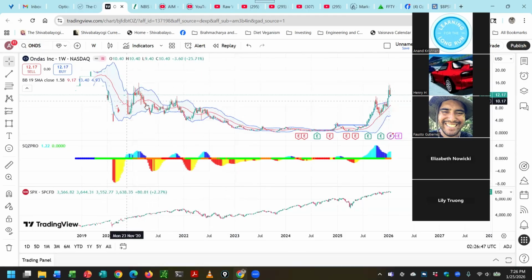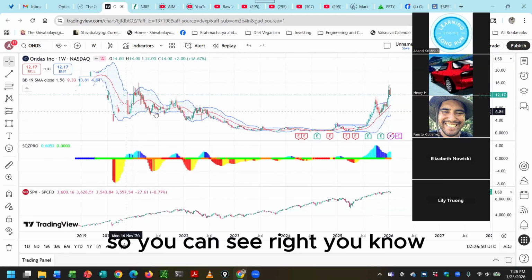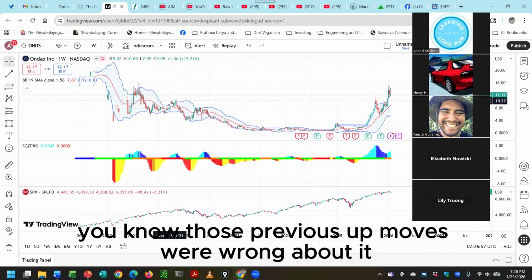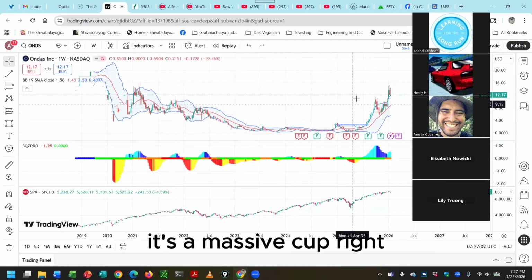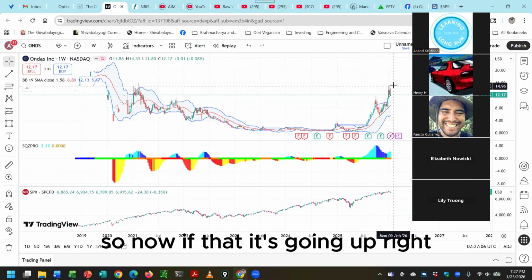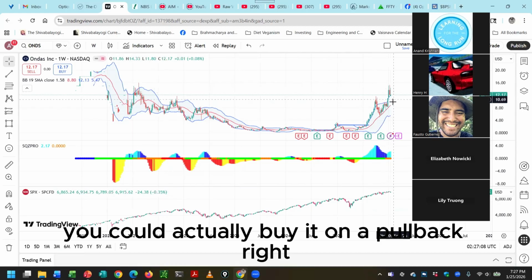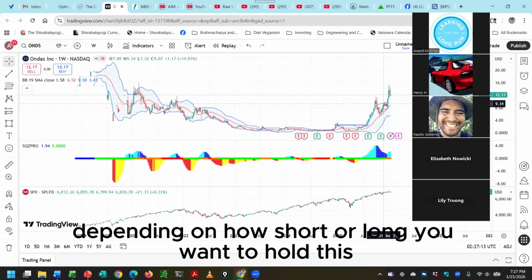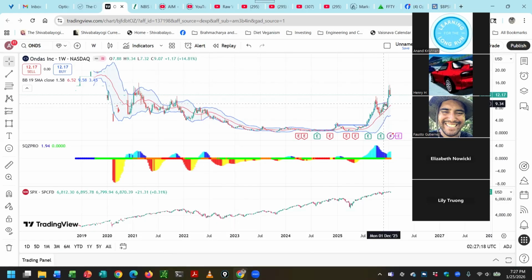That's right. So you can see, if you draw the lines, that people who tried to buy those previous up moves were wrong about it. It's a massive cup. So now if that is going up, you could actually buy it on a pullback, either on the weekly chart or on the daily chart, depending on how short or long you want to hold this.